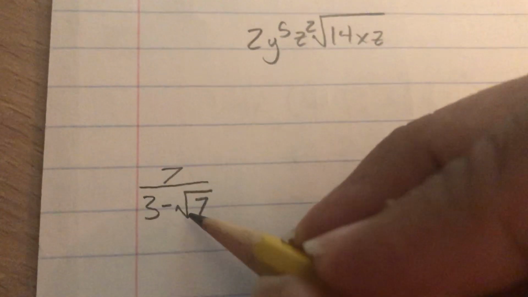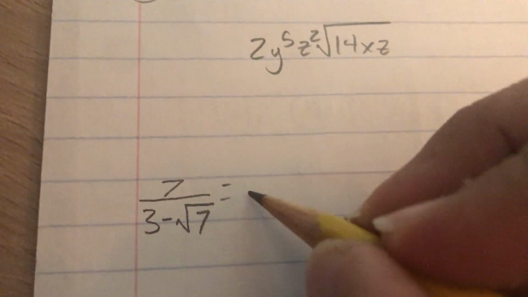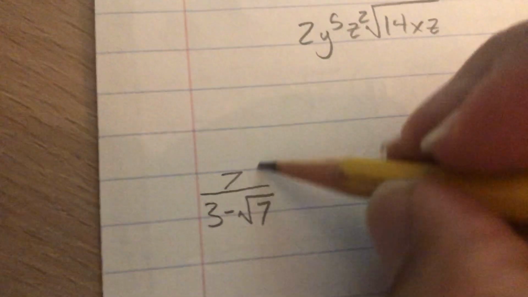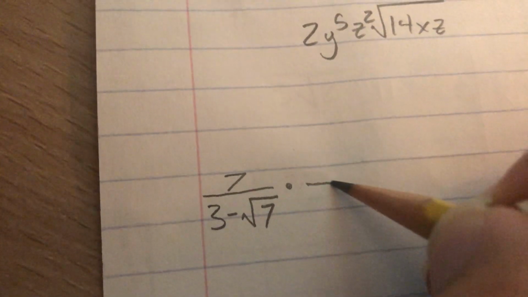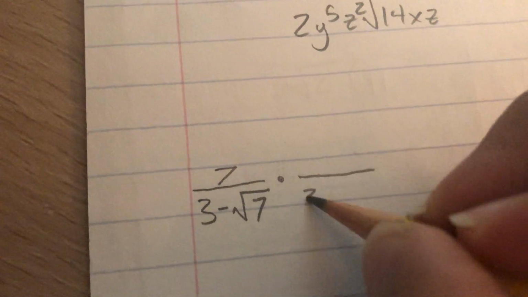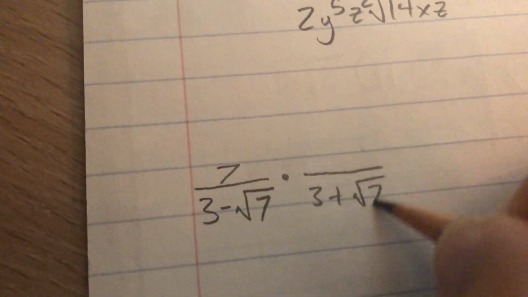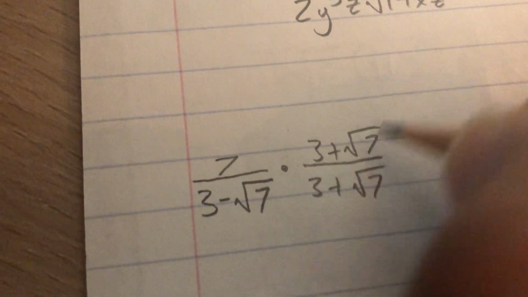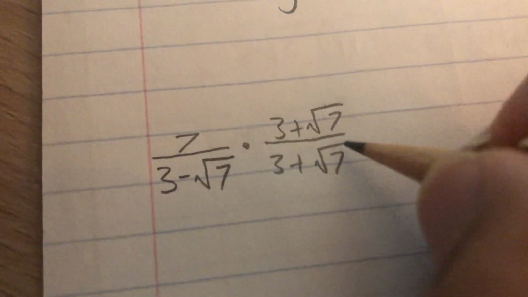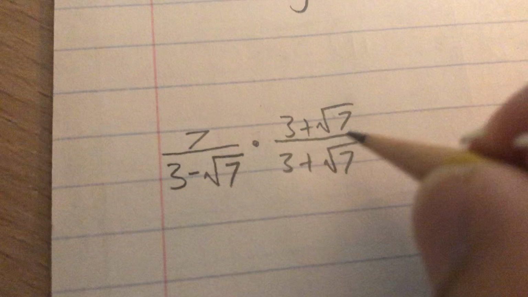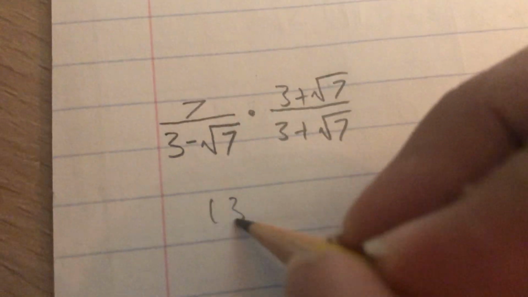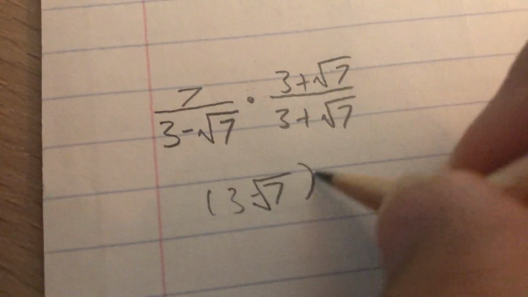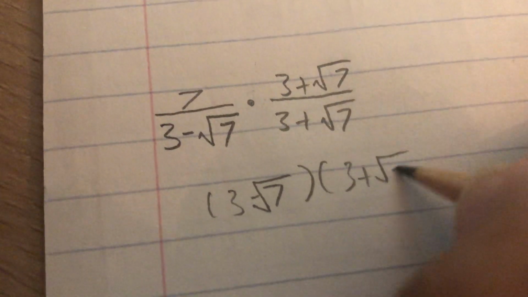Same thing here. Now here, again, you can't have square roots on the bottom. So what I'm going to do is multiply it by 1 again. Now, I'm going to multiply it by the conjugate of the denominator. So it's going to be 3 plus square root of 7, and 3 plus square root of 7 again over here. Now what's going to happen is this is going to multiply with that. So it's going to look something like this: 3 minus square root of 7 times 3 plus square root of 7.